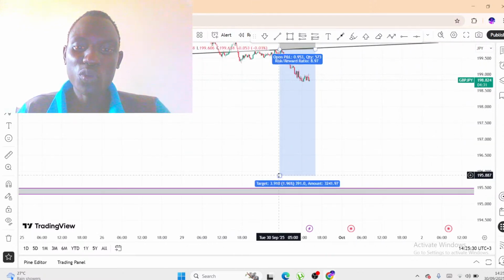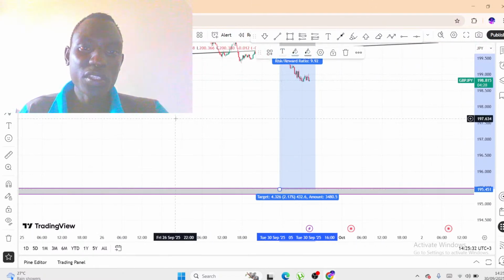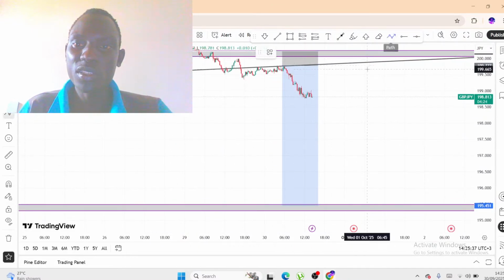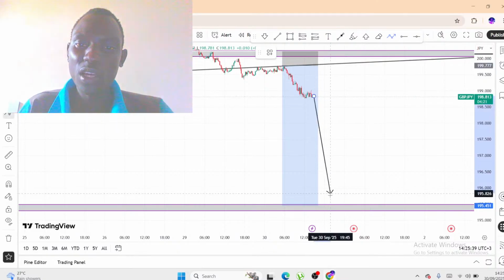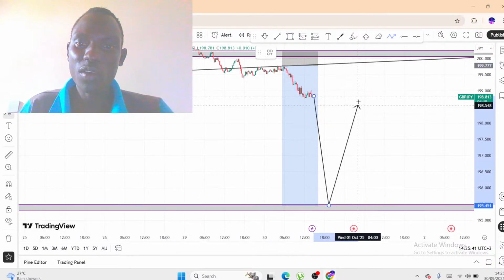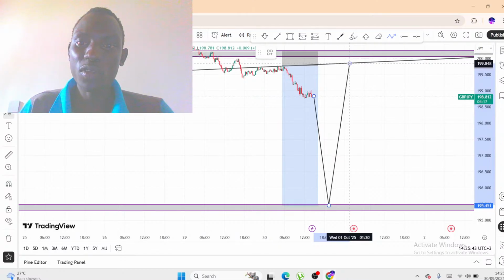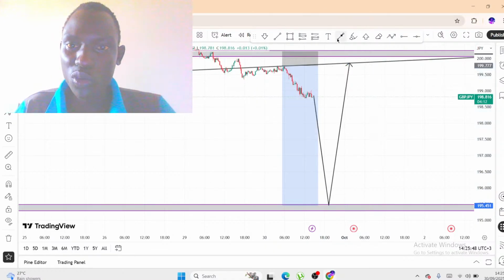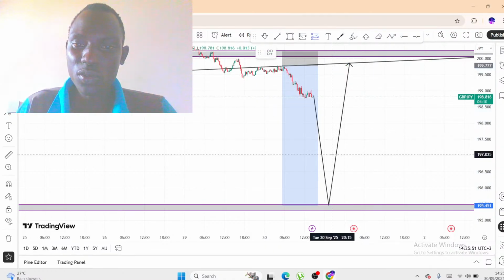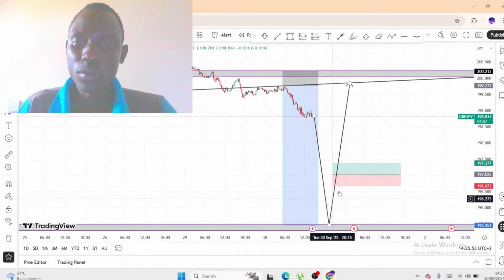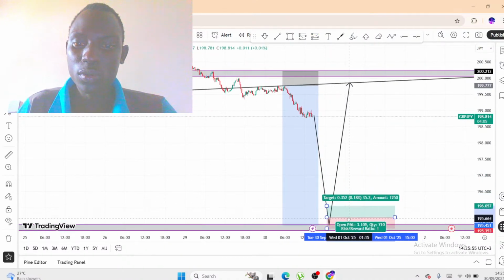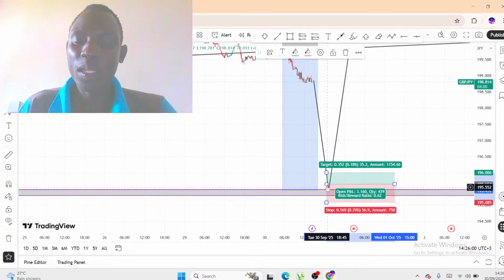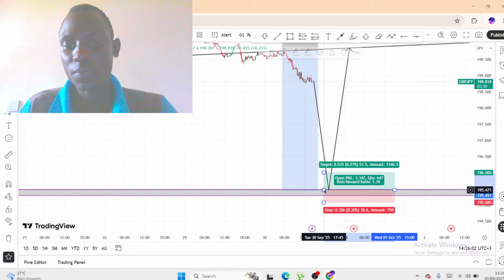So what are we going to wait for? You have to just be patient for this market to play out. Then we can buy in case it reaches our zone. If it reaches our zone, let's say like this, then we can buy from here, targeting this trend line or the upper zone. So this means you will long after here. This is going to be your long position.